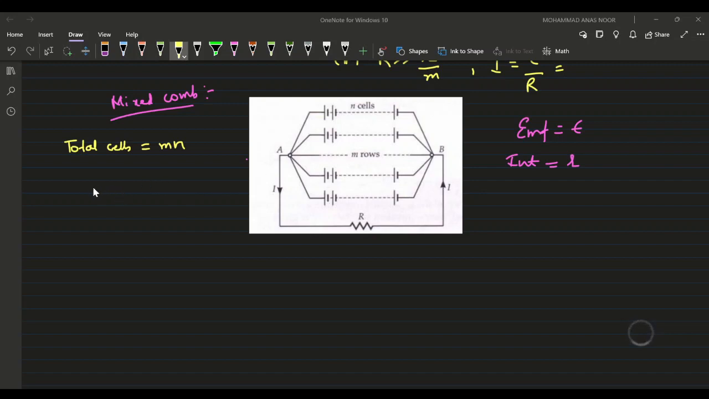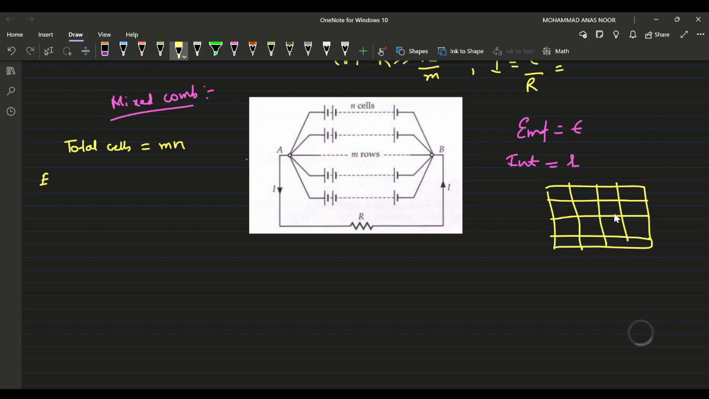Now EMF of each row. Wait, I have a question. Why are we multiplying instead of adding? See, these are m rows. 1, 2, 3, 4, 5, 6. It can go up to whatever, and there are n cells in each row. This is just like a box. Like you have m rows and n columns like this, so you will not add, it will be multiplied. Oops. My bad.